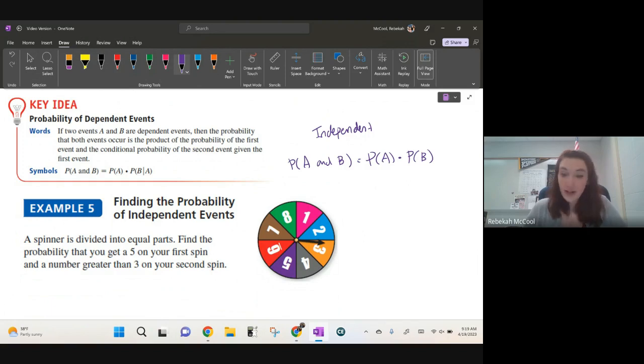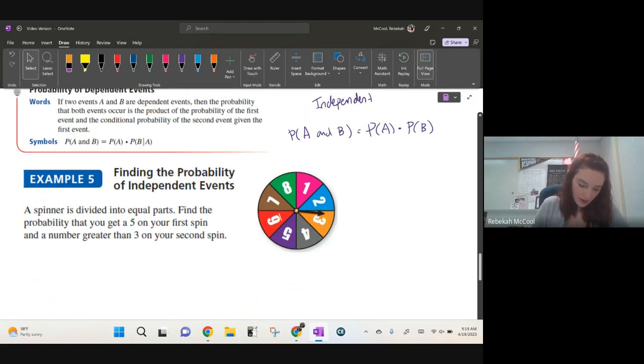A spinner is divided into 5 equal parts. Find the probability that you get a 5 on your first spin and a number greater than 3 on your second spin. So if we think about spinning a spinner, and if I spin it once, spinning it again is a completely different action. It doesn't matter what I got on spin 1. These events are going to be independent. So these are independent events.